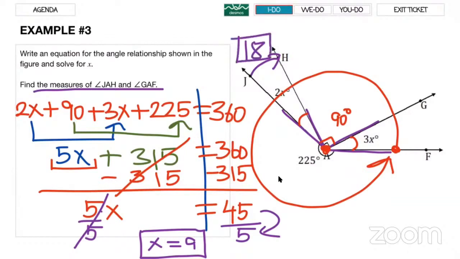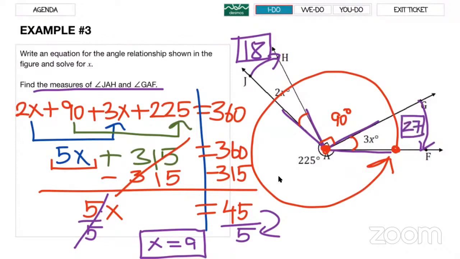And my second answer would be, let's take a look. It says 3x. So we need to figure out GAF. Because it's 3x, and the value of x is 9, 3 times 9 would become 27. Okay. So that's it.